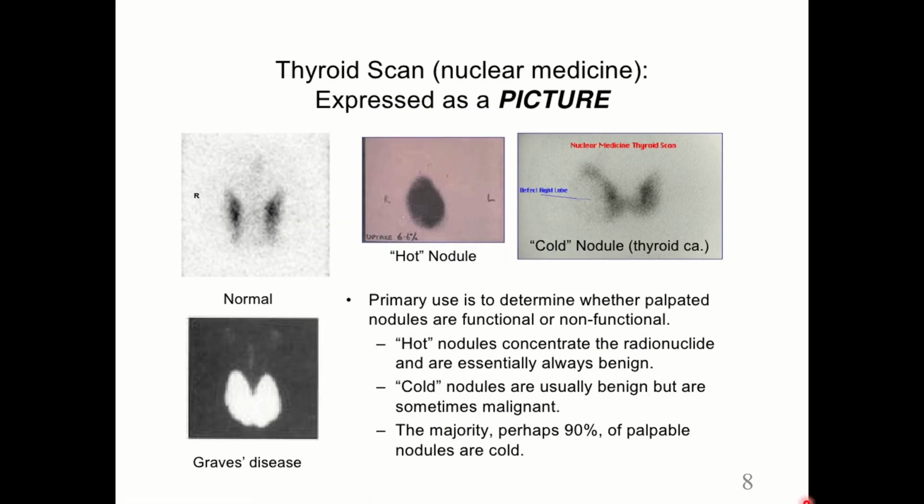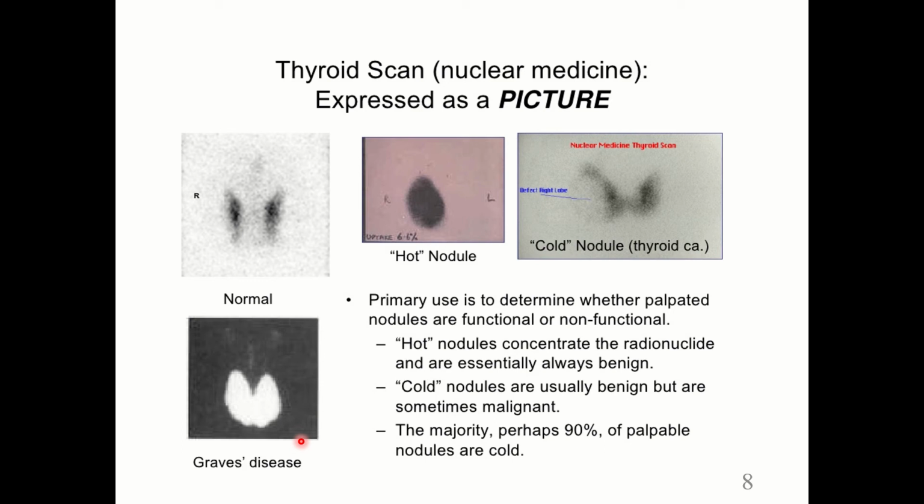In this image, we see several things pictured. We have a normal thyroid on the upper right hand corner. Below that, on the left hand corner, we have a thyroid where too much radioactive iodine is taken up and it glows. This is Graves' disease, which is characterized by an overactive thyroid.